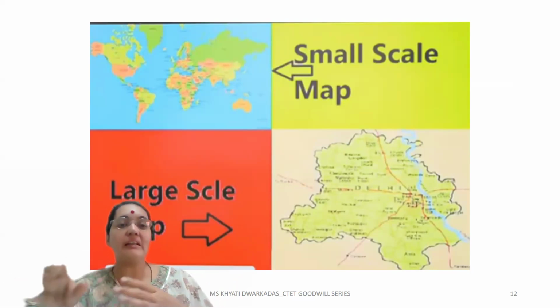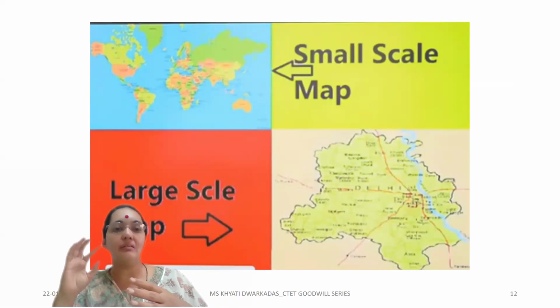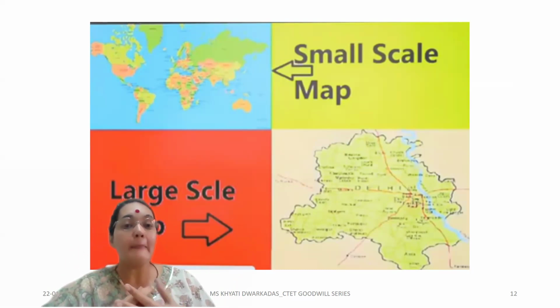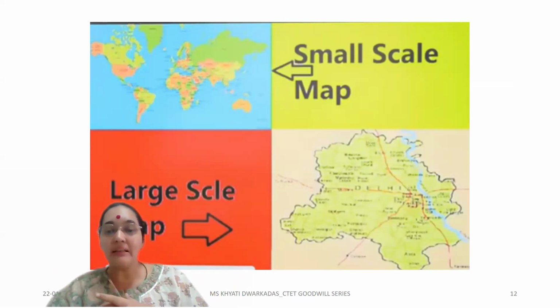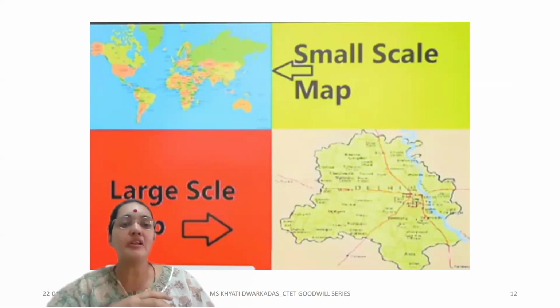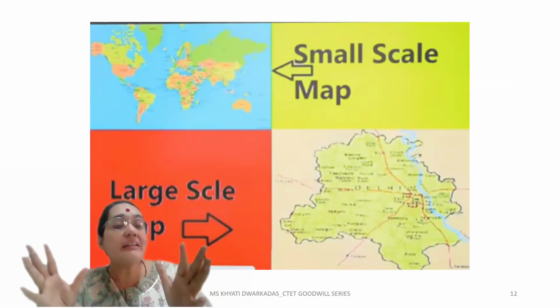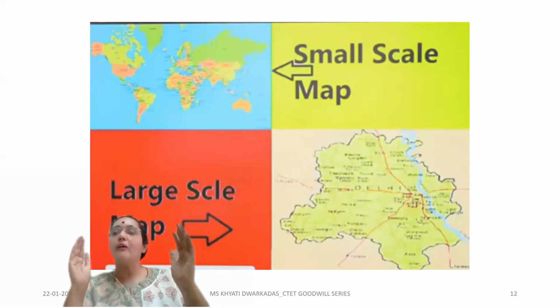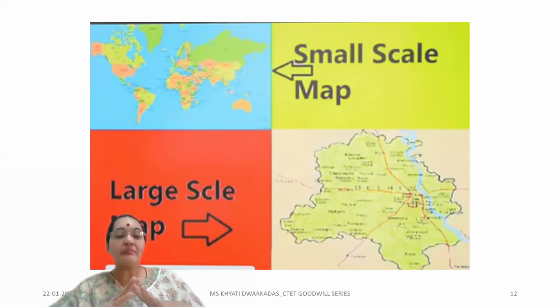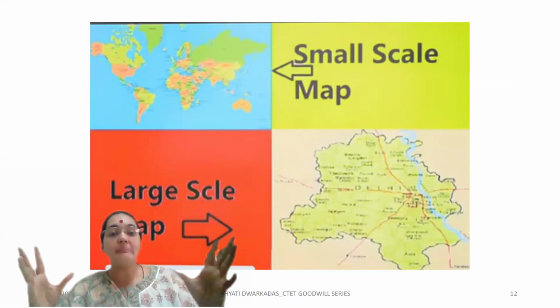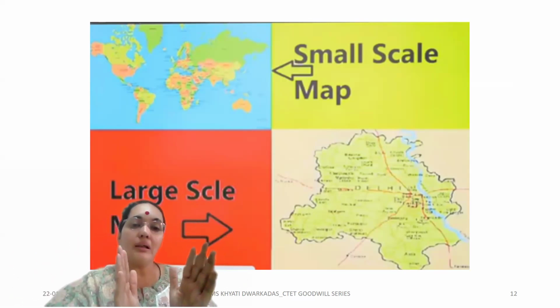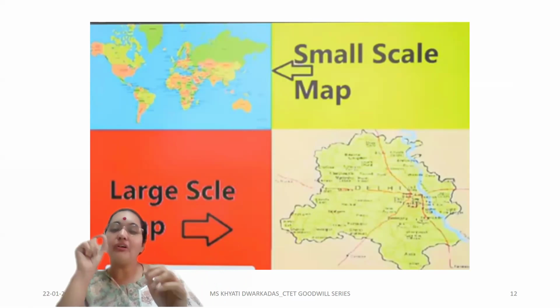The districts of Delhi, the roads of Delhi, the kind of settlements that Delhi has, the water bodies that pass through Delhi, or the dams that may be in Delhi, or some important monuments of Delhi. I can show all of that if my map is only of Delhi. So that would be a large scale map of Delhi, but a small scale map of the world would only have a dot called Delhi.